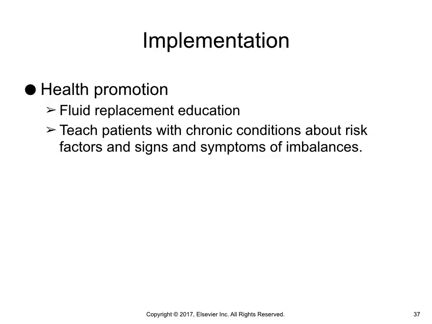Patients with chronic health alterations often are at risk for developing fluid, electrolyte, and acid-base imbalances. They need to understand their own risk factors and the measures to be taken to avoid imbalances. Teach patients with chronic diseases, as well as their family caregivers, the early signs and symptoms of the fluid, electrolyte, and acid-base imbalances for which they are at risk, and what to do if these occur.